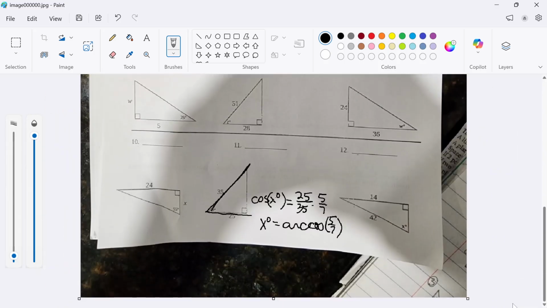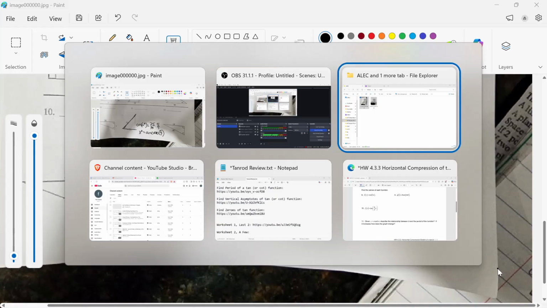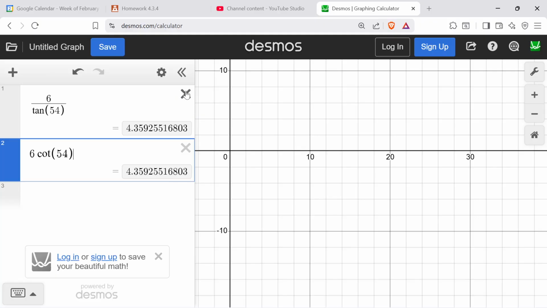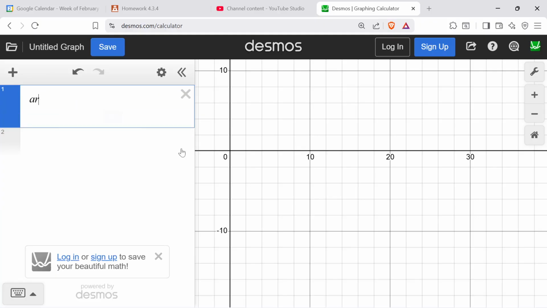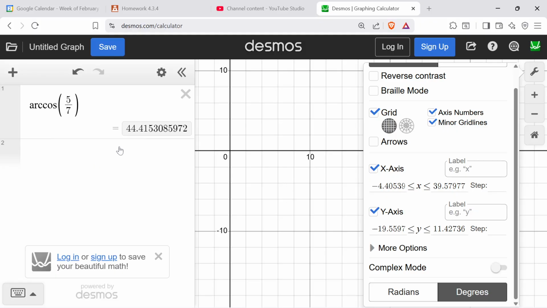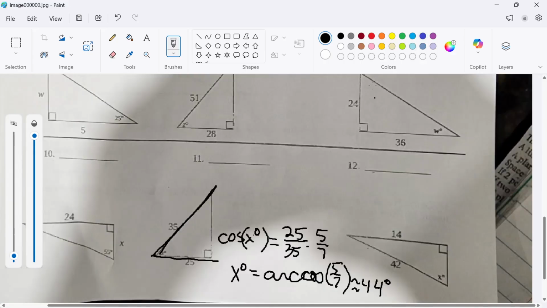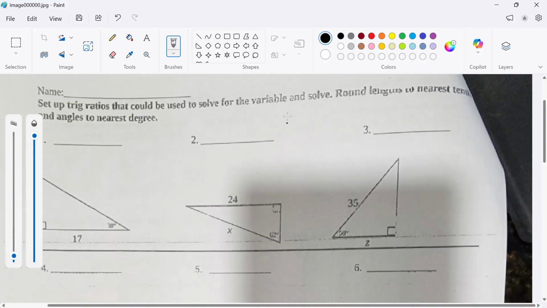Okay, very good. Arc cosine 5/7. I'll make sure I'm in degree mode. Arc cosine 5/7. Whoops, I did 7. 5/7. Do what I'm telling you. And then I'm in degrees. So it's 44 degrees, approximately. It says round to the nearest degree.